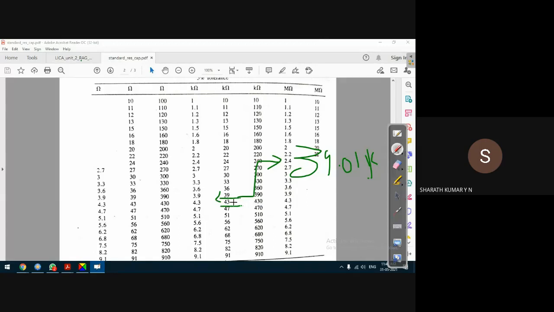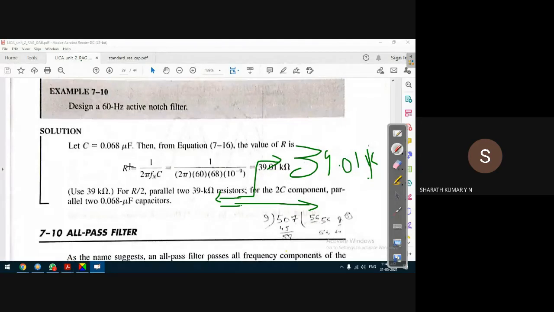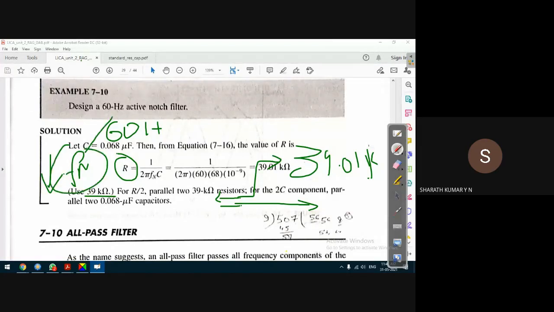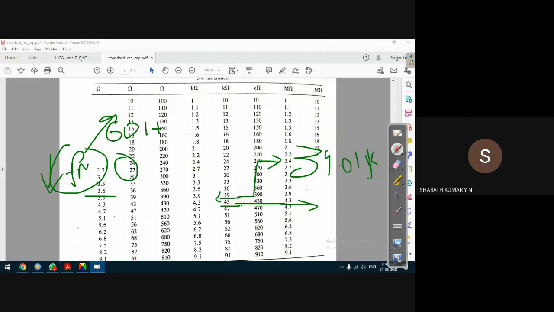If we select 43, what will happen is this Fn, if you select 43 instead of 39 kilo ohms, this Fn will no more be equal to 60 hertz. Why? Because the larger the value of resistance, the smaller is the Fn. Fn reduces, but we want Fn to be very close to 60 hertz. Hence the best bet for this 39.01 kilo ohm is 39 kilo ohms. That's how we have to select.